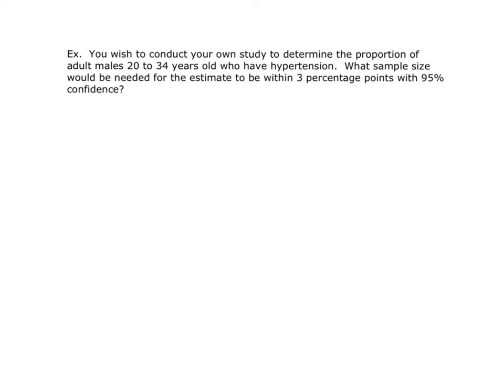You wish to conduct your own study to determine the proportion of adult males aged 20 to 34 who have hypertension. What sample size would be needed for the estimate to be within 3 percentage points with 95% confidence? The question is asking us to find the sample size, and we're estimating proportion. Those two elements of the problem indicate that we're going to use the formula n equals p hat times q hat times z alpha over 2 divided by e squared. E, again, is our margin of error.